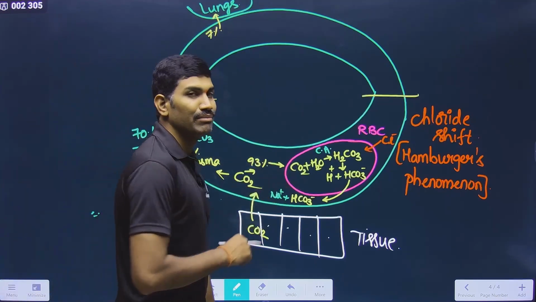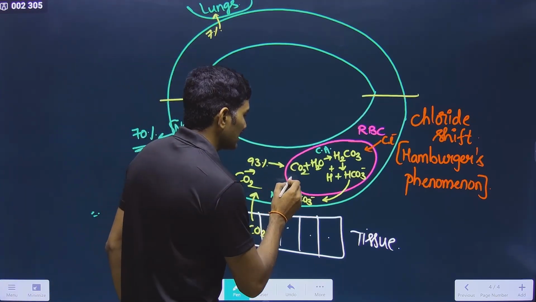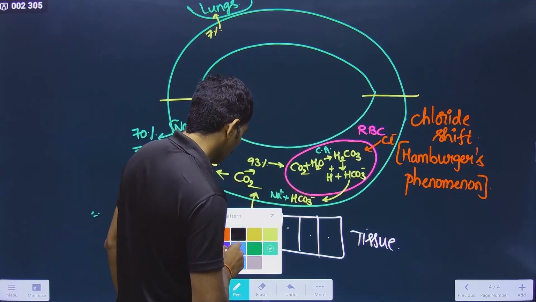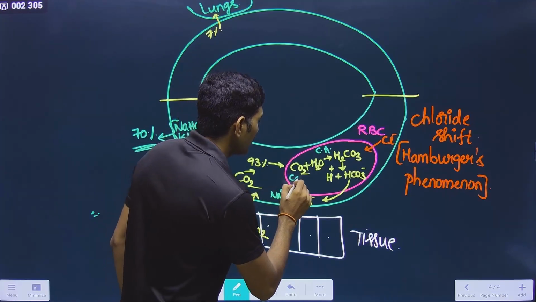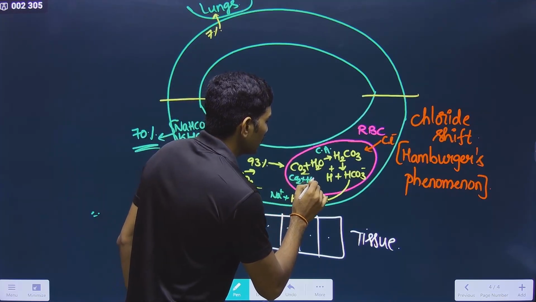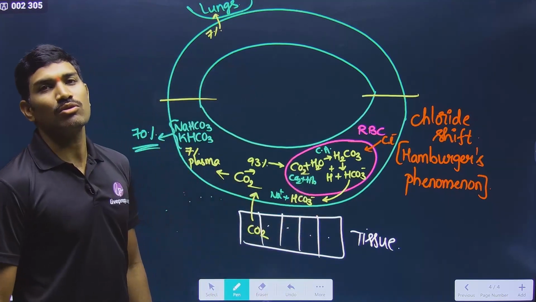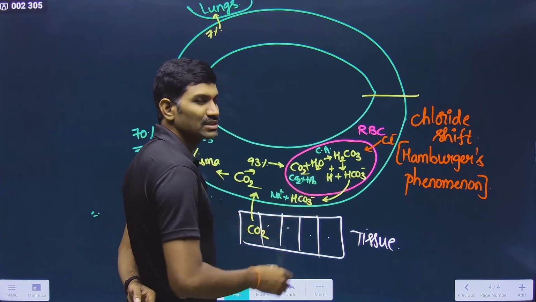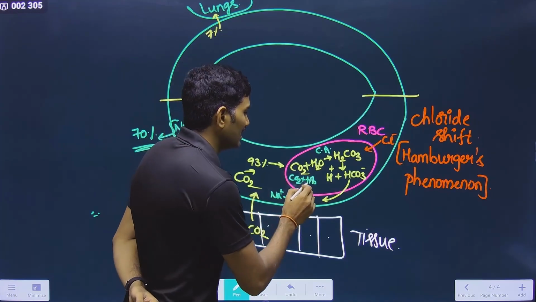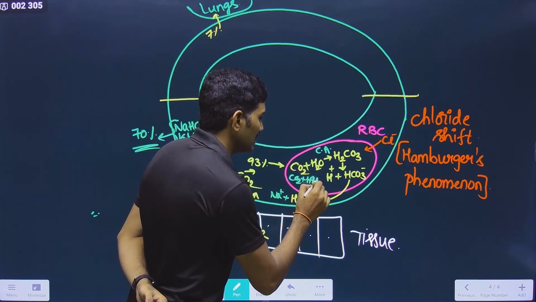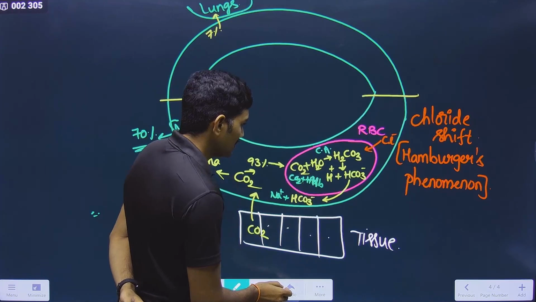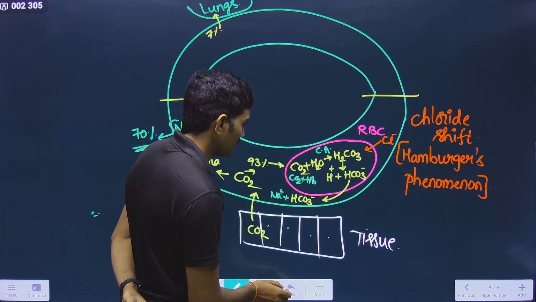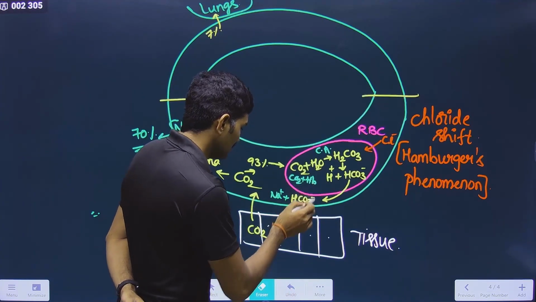Then what about the remaining CO2? Some amount of CO2 is combining with hemoglobin, but please remember this hemoglobin is combining with this H plus. So that's how we are writing this as HHb. Observe carefully here. So this is written as HHb.